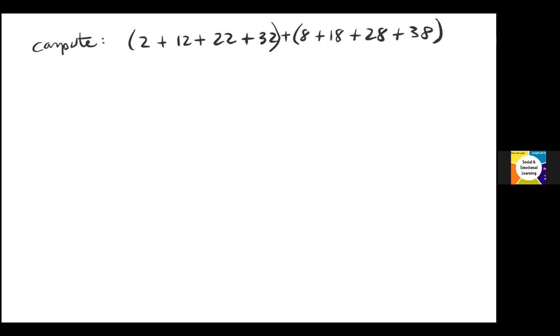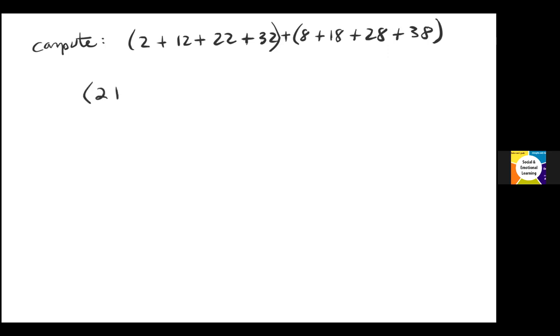Maybe add 2 with 8 and 12 with 18. Sure. What would that look like? Actually, 38 with 2. Okay. And then 12 with 28, 22 with 18, and 32 with 8, because then all of those will be 4 40s, which is 160. Right. So let's look to see what that would be.